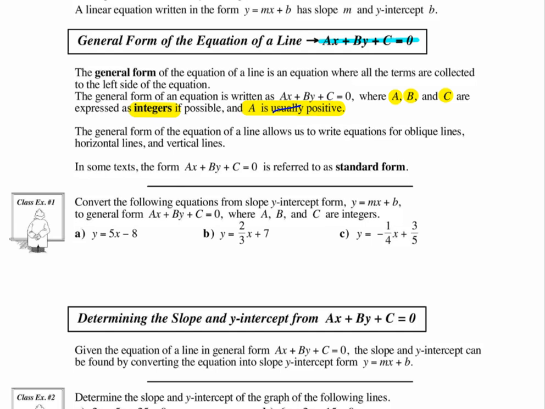General form looks like ax plus by plus c, where a, b, and c are integers, and a is positive. What type of numbers are integers? Give me an example of your integers. Positive and negative whole numbers. That means it does not include decimals and no fractions.